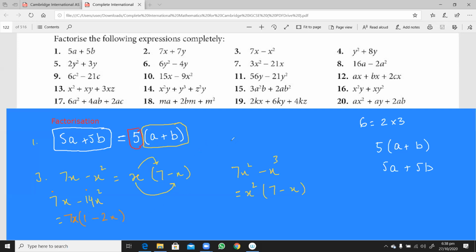This is a very common mistake: when you have something like 7x minus 14x squared, and you're taking 7x as common, students normally write it as minus 2x. They get confused, thinking, I have taken 7x as common, so nothing is left over here. But you have to write 1 over here, because you must remember that if you expand this, you should get this expression back. Now it's time you should try from question number 1 to question number 11.